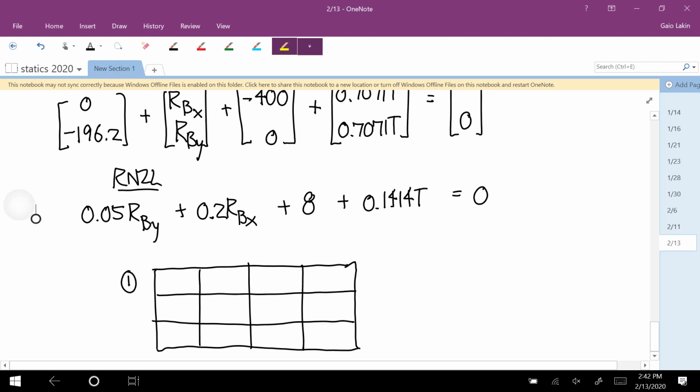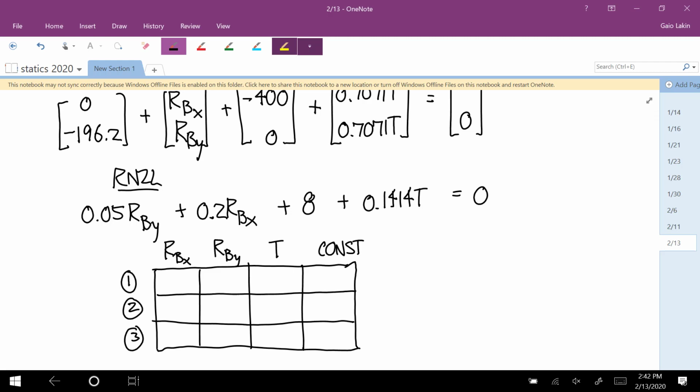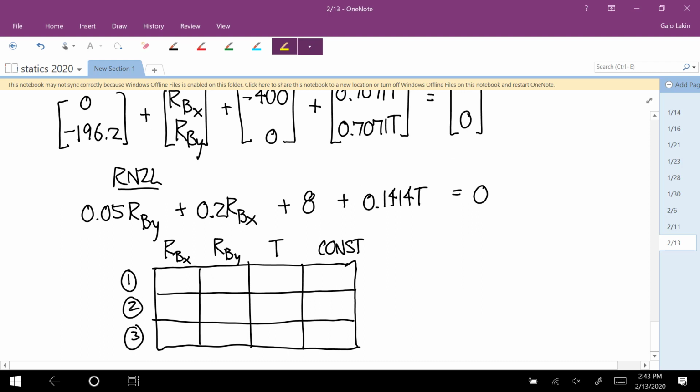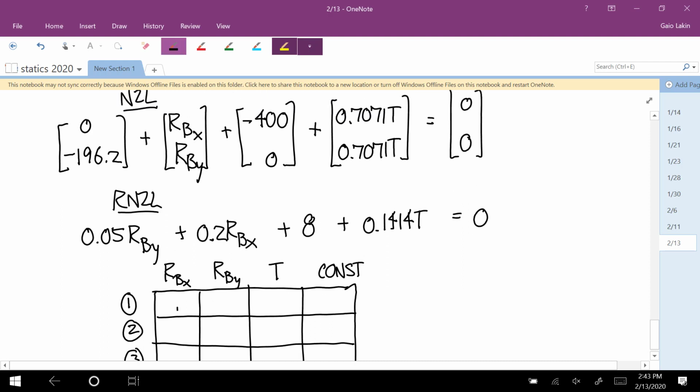So there's the 3 equations. The variables, let's go RBX, RBY, T, and then this is the constant. You have to remember to get the constants alone on the other side of the equation. So the first equation: RBX's we have 1, T's we have 0.7071, constants we have positive 400 when you get it by itself.